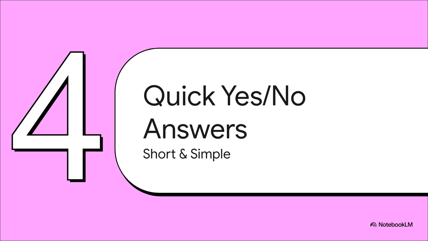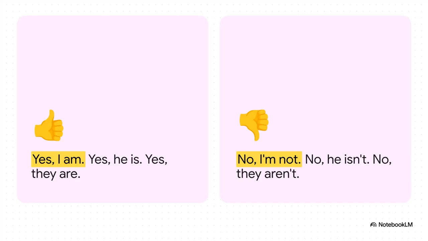Well, in a real conversation, we usually use short, quick answers. So let's see how that works. You want to know the trick to answering perfectly? It's so easy. You just mirror the question. If a question starts with, are you, your answer will use am. Yes, I am, or no, I'm not. If it starts with is he, you answer with is. Yes, he is. Or no, he isn't. You're basically just borrowing the first word from the question. It's such a clean and simple pattern.